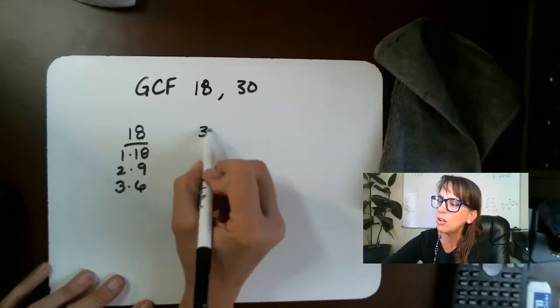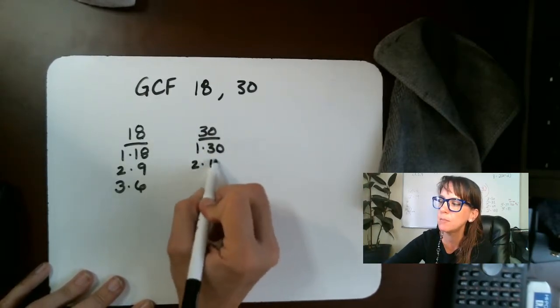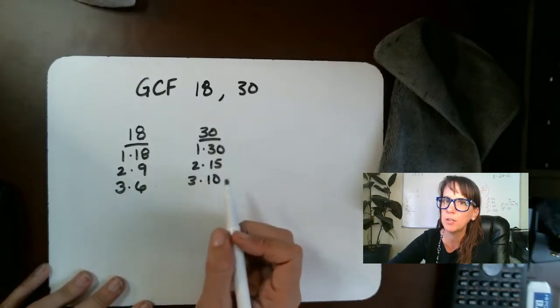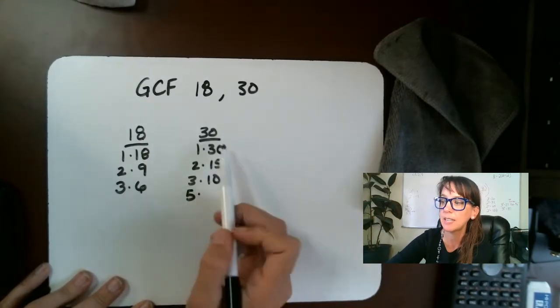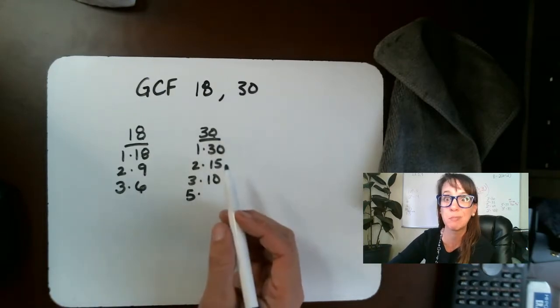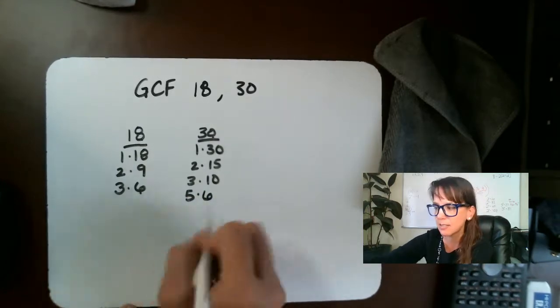Now, we're going to list all our factors of 30, the same idea. 1 times 30, 2 times 15, 3 times 10. After 3 comes 4. 4 does not go into 30, but 5 does, right? Because it ends in a 0 or a 5. This is where it's important that you know your divisibility rules. So 5 times 6. After 5 comes 6. 6 is already on the board.